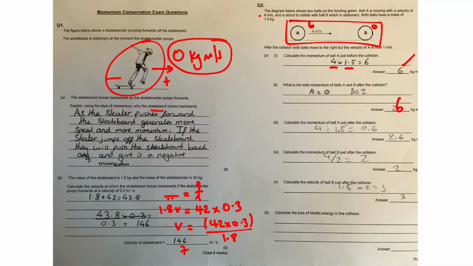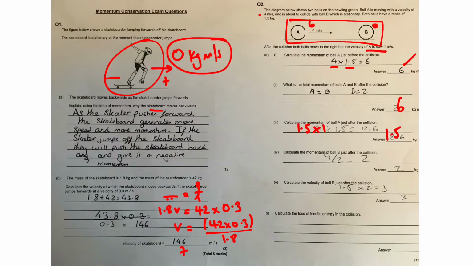And then the momentum of ball A just after the collision, well, it says just here that ball A is now moving at 1 meter per second, so it's got a mass of 1.5, a speed of 1, so the answer here is 1.5. And then calculate the momentum of ball B just after the collision. Well, to start with we've got 6, it's then 1.5, so it's the difference between the two that's left over. So 6 minus 1.5 equals 4.5 that's left over for ball B.